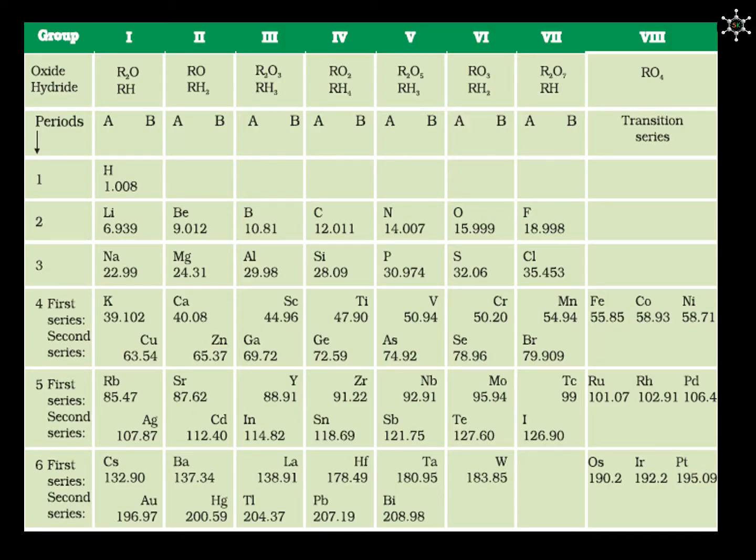This is Mendeleev's periodic table. Let us consider the elements aluminium and silicon. If we observe their atomic weights, aluminium has 29.98 as its atomic mass and silicon has 28.09. But Mendeleev placed aluminium prior to silicon because aluminium's behavior was similar to that of boron and silicon's behavior was similar to that of carbon. This is what he meant. Physical and chemical properties were given more importance than atomic weight.